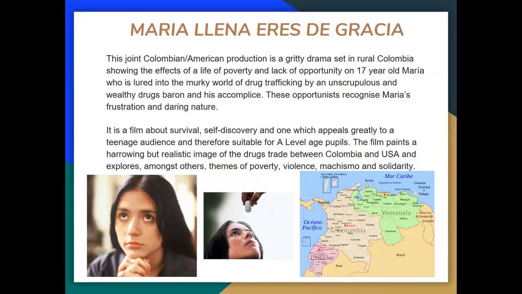The movie talks about a young 17-year-old girl called Maria, who is a Colombian girl, who unfortunately is lured into this world of drug trafficking, and basically how she manages to survive. It is quite an interesting story, and it sees the world from her eyes and a very different world.